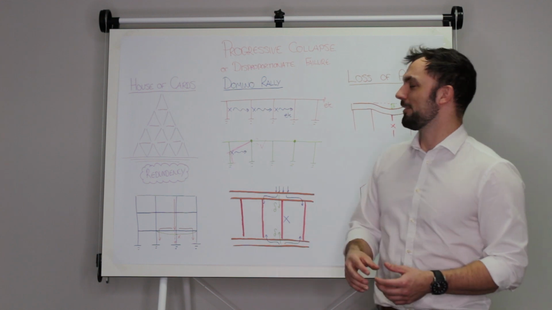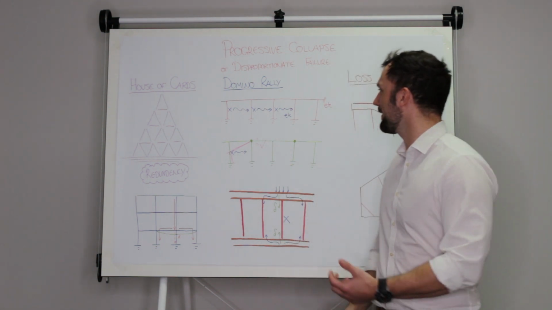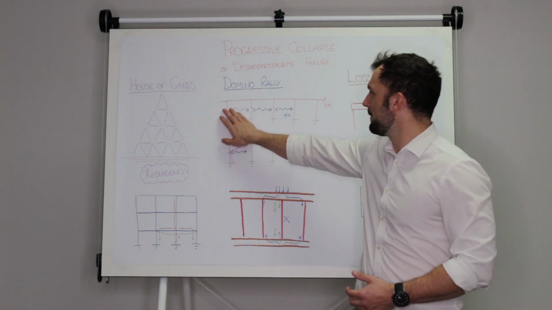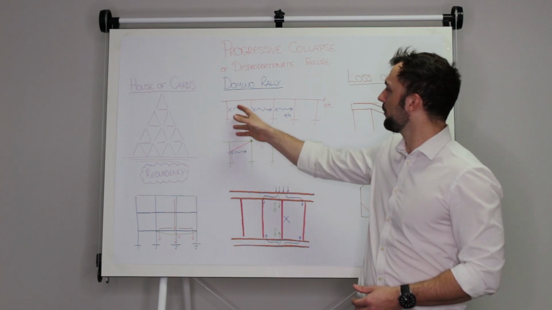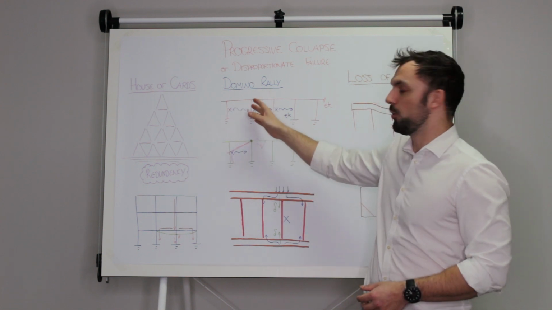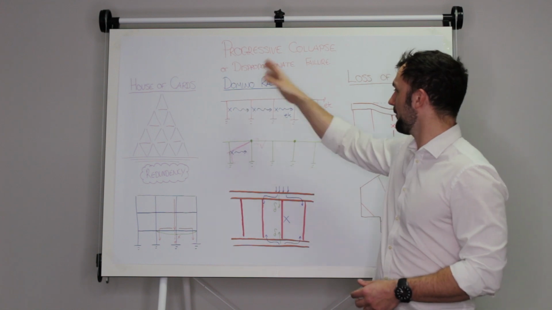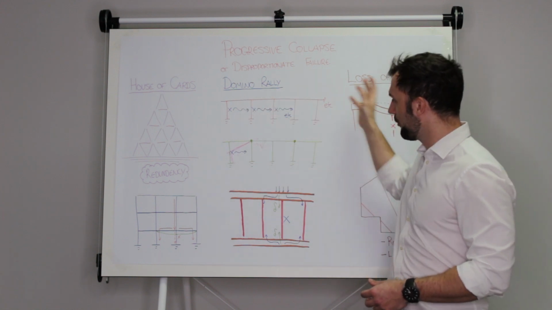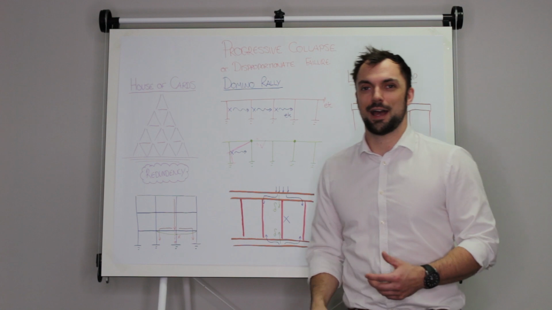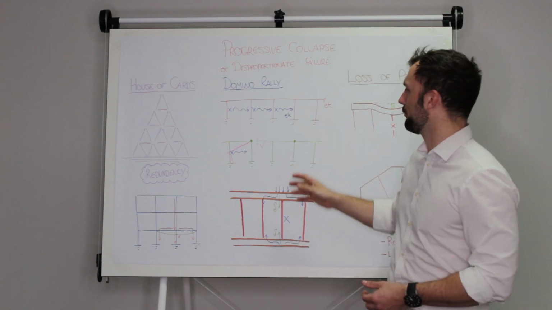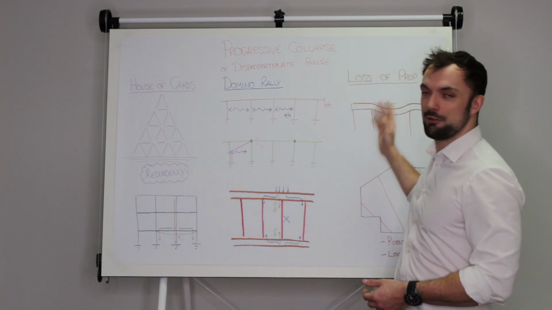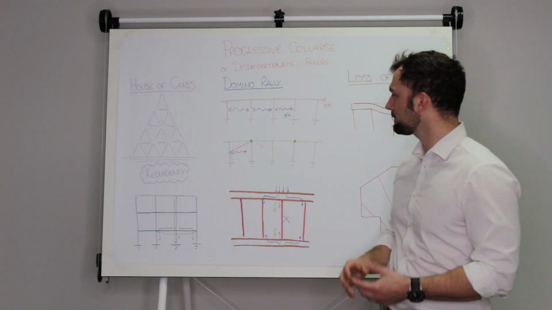The next version is a domino rally, or the domino effect. What happens is you have a failure potentially of one element, the load that was supposed to go on that element passes to the next one, which then collapses, that passes to the next one, which then collapses, so on and so forth. Very similar to the house of cards, but it's usually on more simple structures where you have continuous linear elements repeated one after the other.